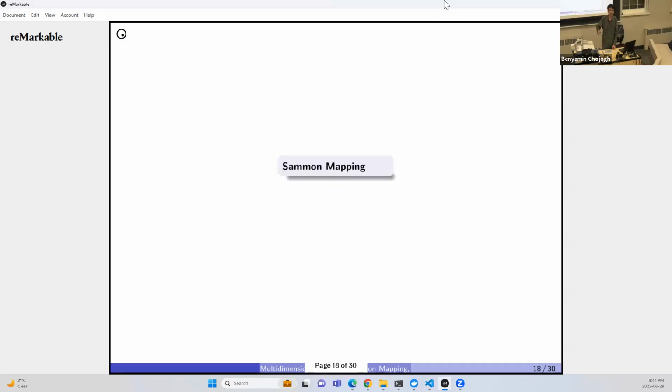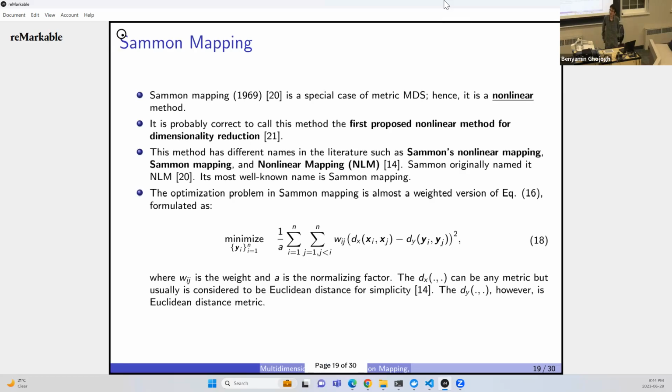One of the special cases of metric MDS is Sammon mapping. Have you heard of Sammon mapping? These are very important algorithms in machine learning. Why is it important? Sammon mapping was proposed in 1969. It is the first nonlinear dimensionality reduction algorithm in the whole world. Someone named Sammon proposed it, and the algorithm is named after him. It is also called Sammon's nonlinear mapping or nonlinear mapping, NLM.